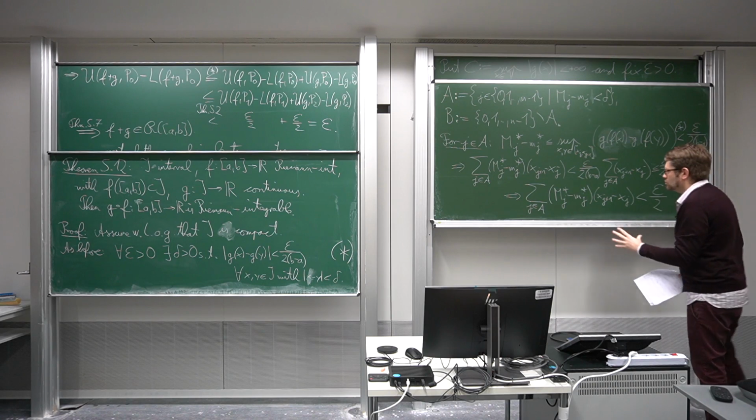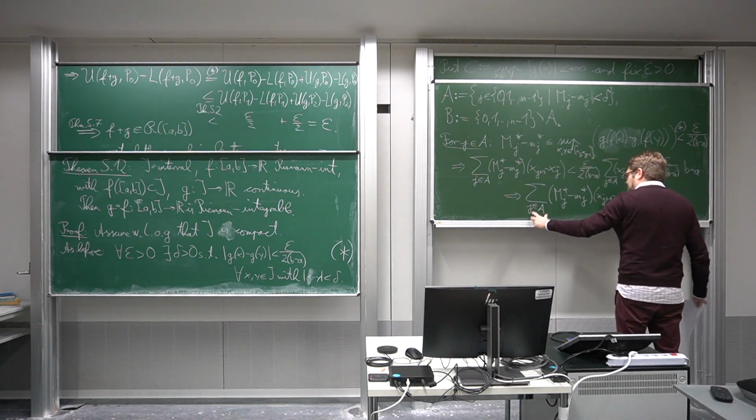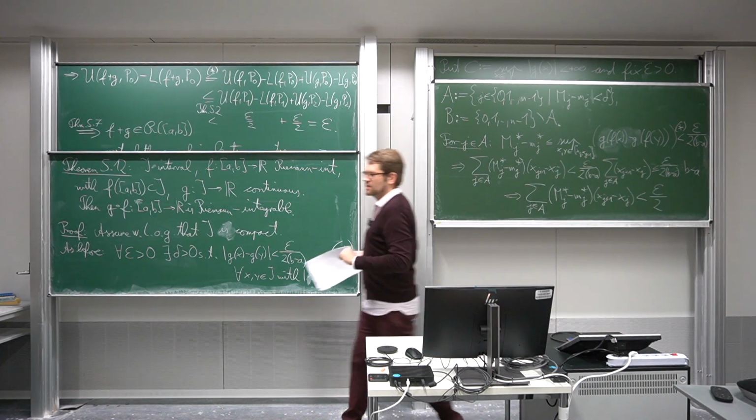What remains to be shown is that the other part of the difference of lower and upper sum, namely the sum over j in B of this expression, is again small. And this we will do after erasing.